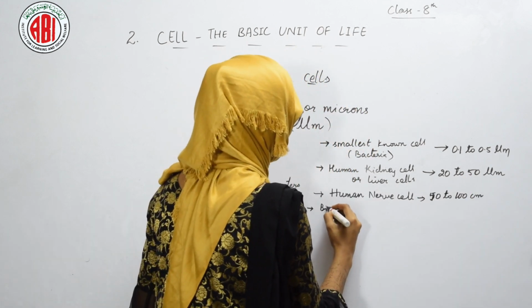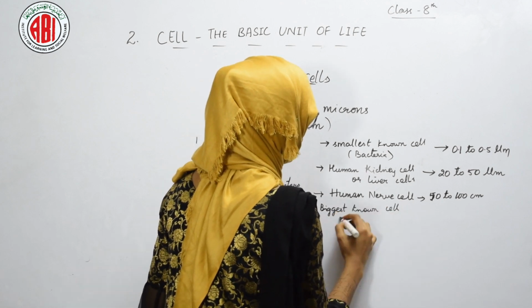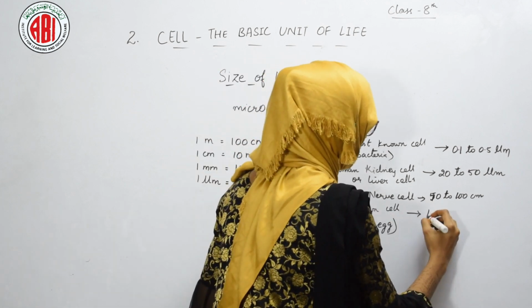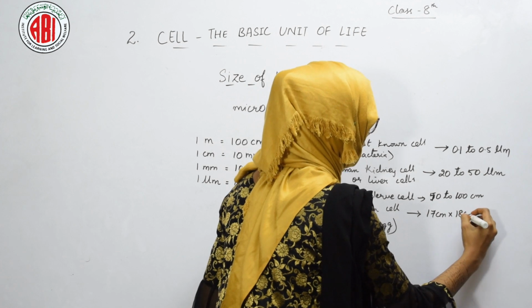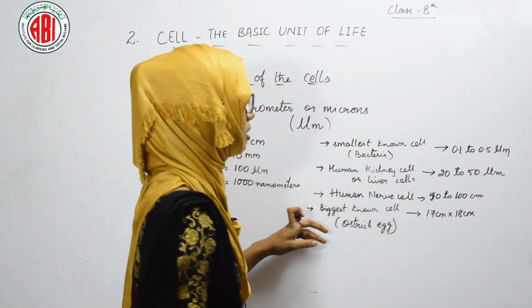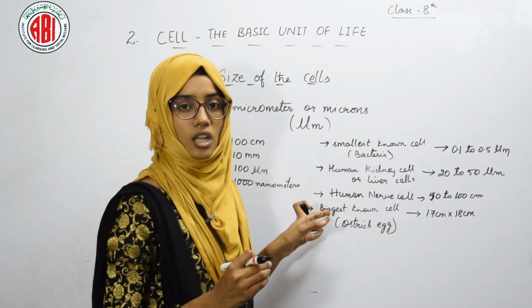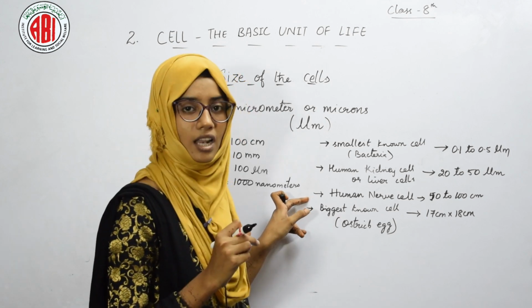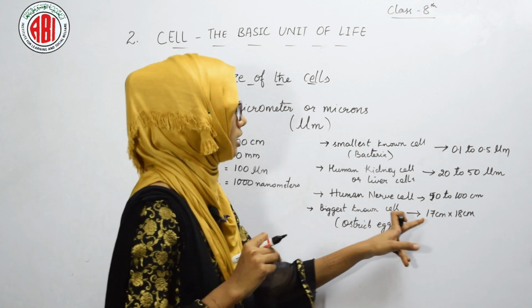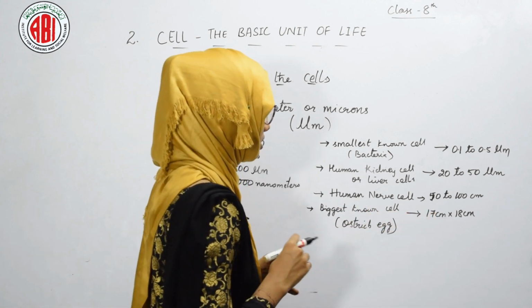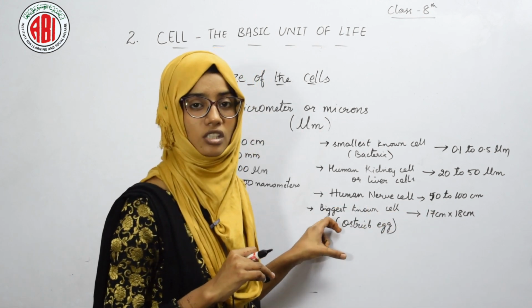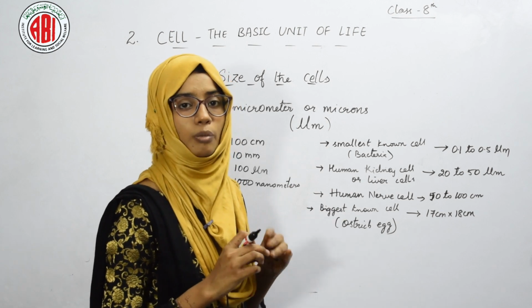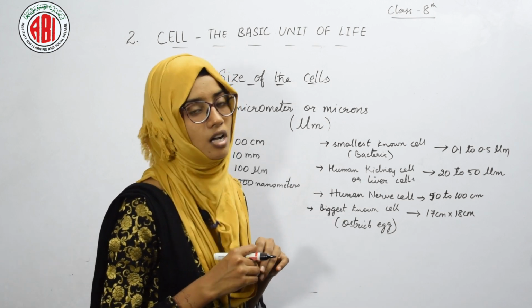And the biggest known cell is an ostrich egg, which can be measured as 17 centimeters into 18 centimeters. So the ostrich egg is a cell which is the biggest known cell. It is a single cell. The ostrich egg is a single cell which is bigger in size, which can be seen through our naked eye.